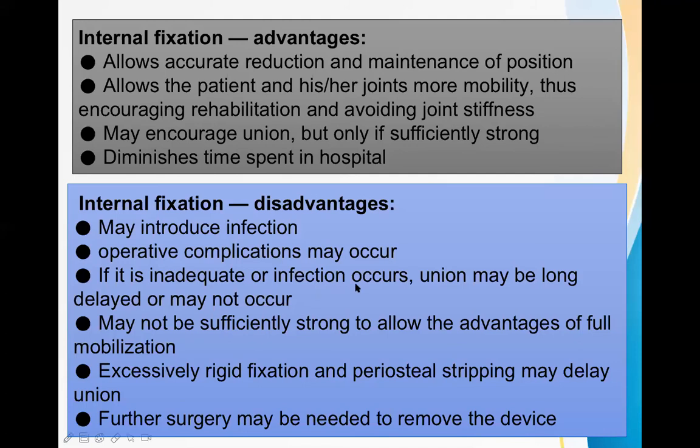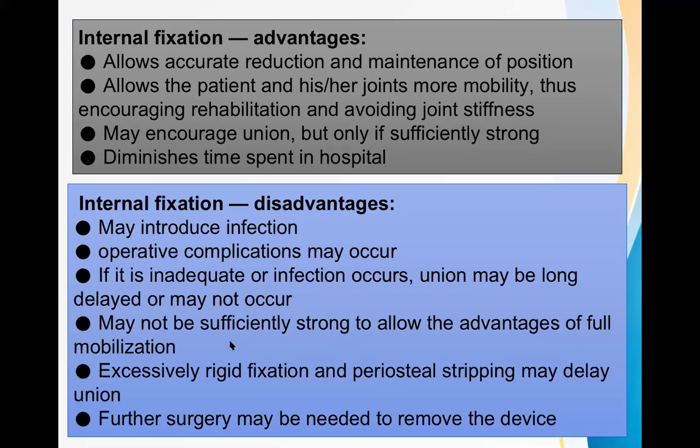If the fixation is inadequate, or if infection occurs, union may be long delayed or may not occur at all. So see there, especially if it is inadequate, meaning if it is improperly done, or not completed, or if somehow infection occurs, then the fracture will undergo non-union or delayed union. It may not be sufficiently strong to allow the advantages of full mobilization. You have to put the plate, but you have put the screws there. Those screws are not stronger than the plate. So that is one example we can give here.